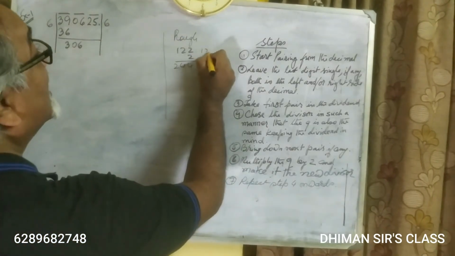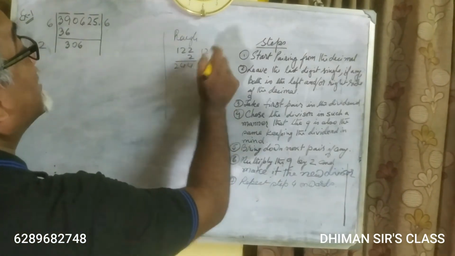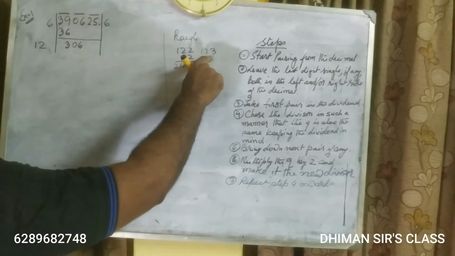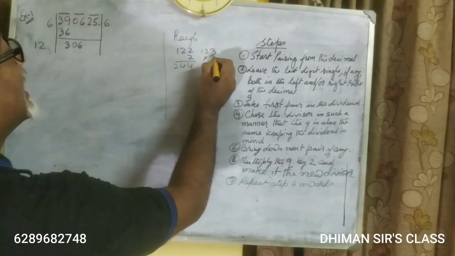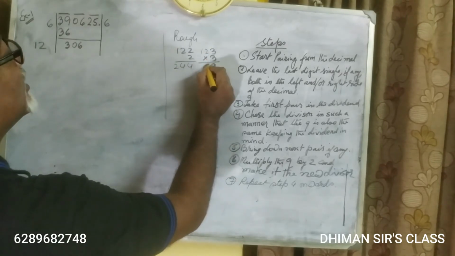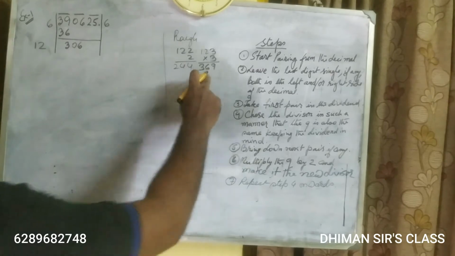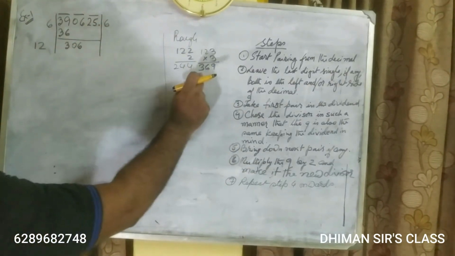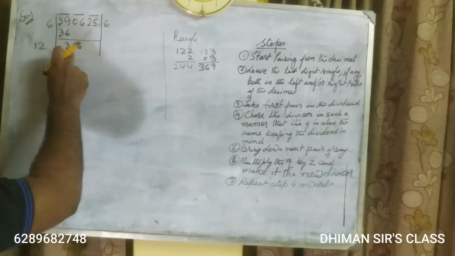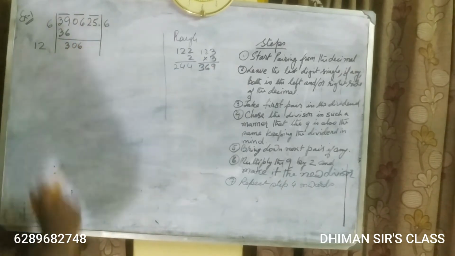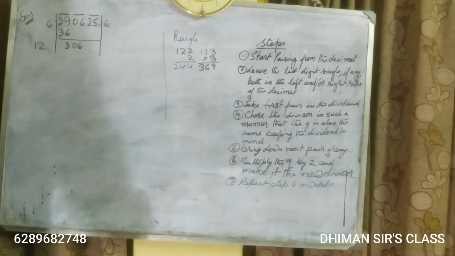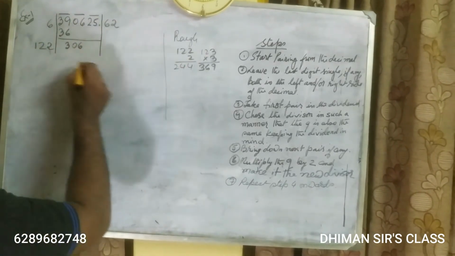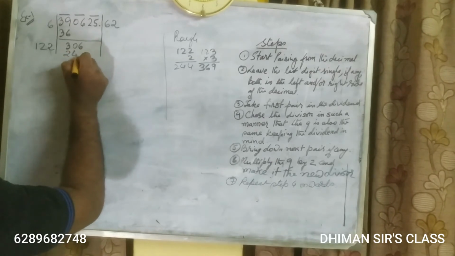So 122 in 23, my dear students, it will become now no more 122, it will be 123. Why? Because we are multiplying by 3. 3 3s are 9, 3 2s are 6, 3 1s are 3. If we keep 3 here and 3 here, we get product 369. 369 is more than 306. So 2 is appropriate, so we will put 2 here and 2 here. So it becomes 244.